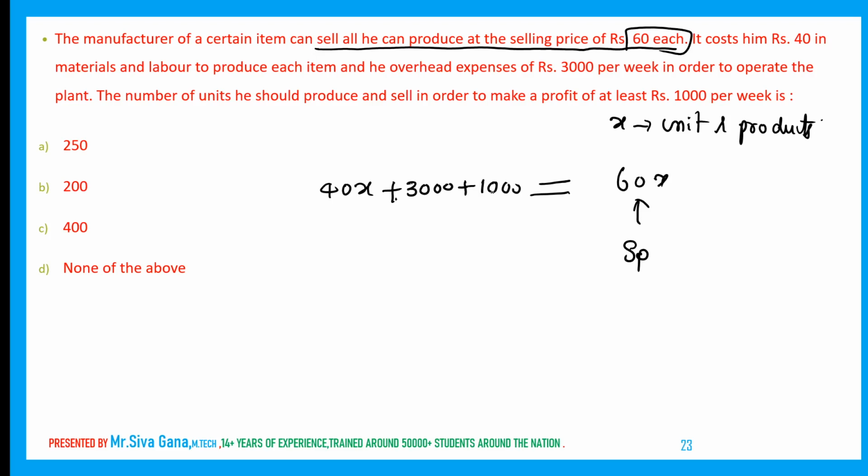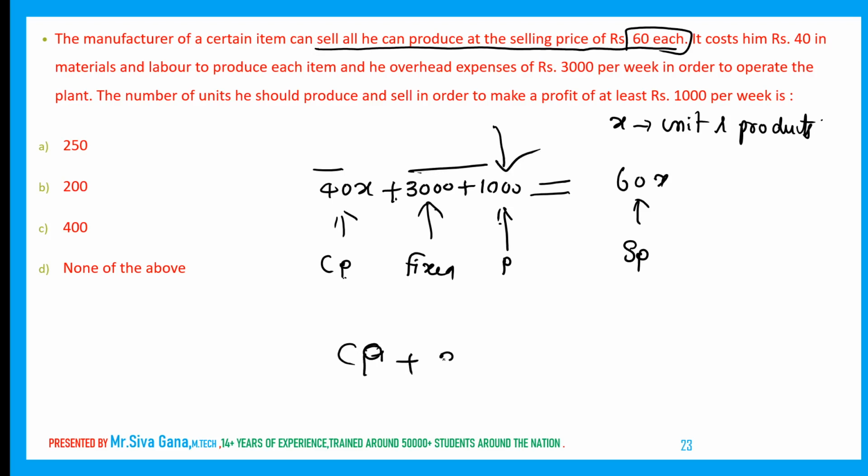Profit needed is 1000. This is the total selling price, and this is the cost price for producing the X units. This is the maintenance cost, which we can say is the fixed cost. So cost price plus all these together will give the selling price including the profit. Simply, what I am doing is cost price plus profit is equal to selling price.